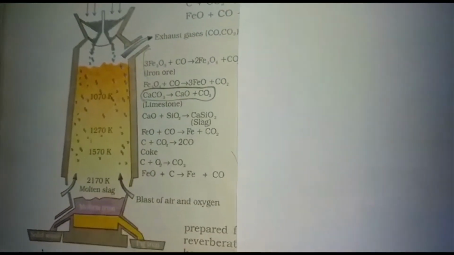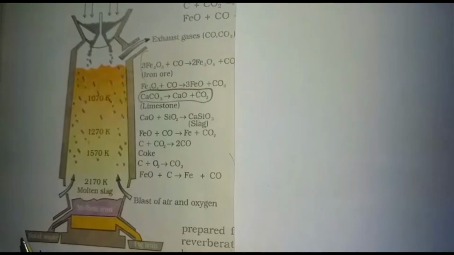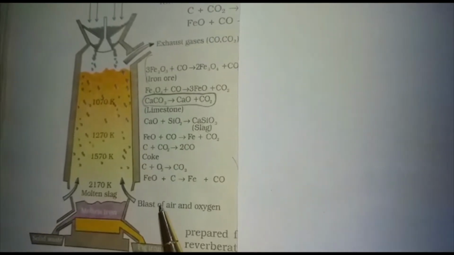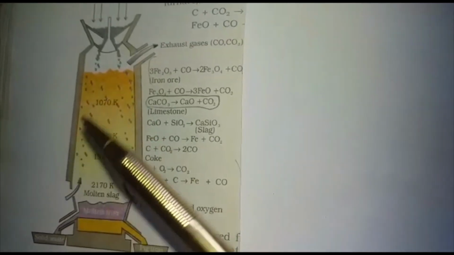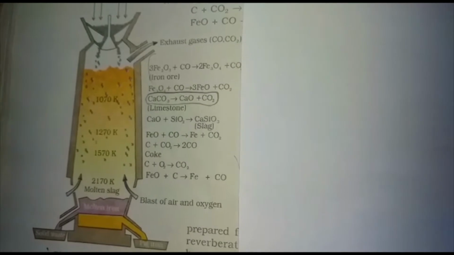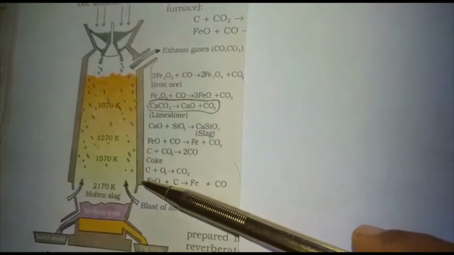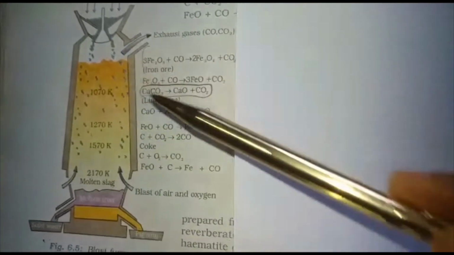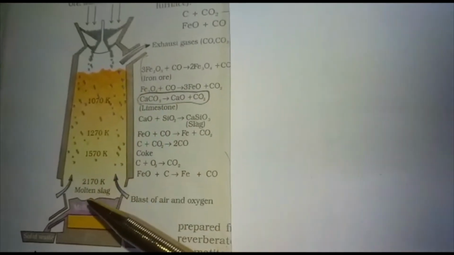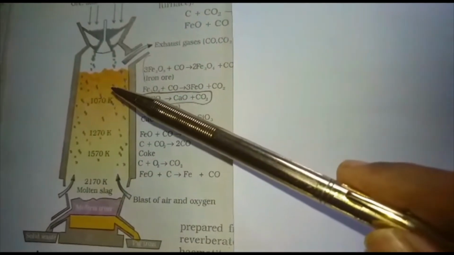In the blast furnace, reduction of iron oxides takes place in different temperature ranges. Hot air is blown from the bottom of the furnace and coke is burnt to give a temperature up to about 2200 Kelvin. In the lower portion the temperature will be high, and at the upper part of the blast furnace the temperature will be low. The burning of coke supplies most of the heat required for the process. The carbon monoxide and heat move to the upper part of the furnace.